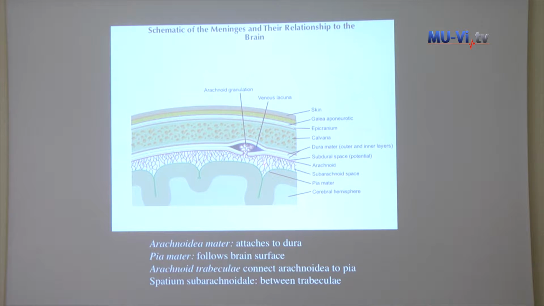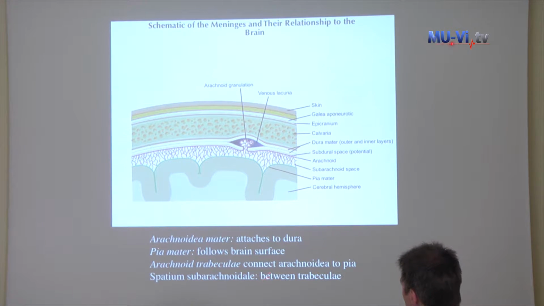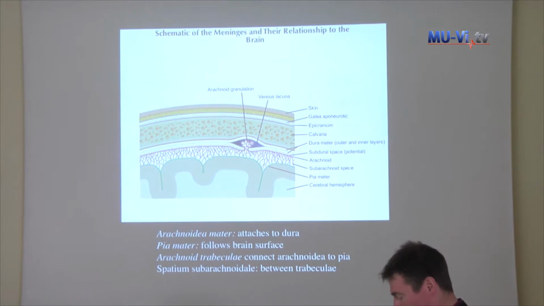But you see there's a connection between arachnoid and pia mater, because from the membranous part of the arachnoid, connective tissue strands are sent down. They connect to the pia, they are called the trabeculae of the arachnoid, and therefore there is some space between the arachnoid and the pia, some space between the trabeculae, and this is called the subarachnoid space, spatium subarachnoidale. And we'll see more of that in a few seconds.